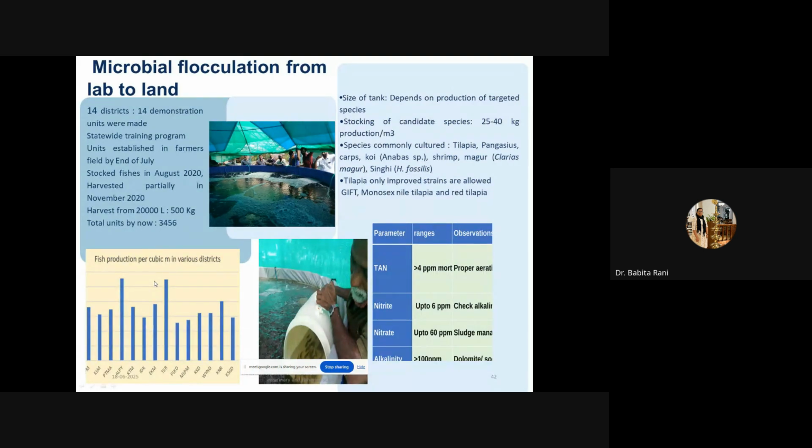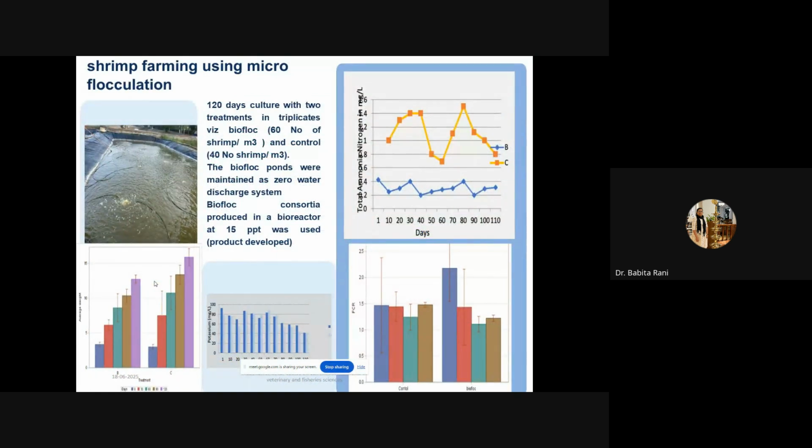Tilapia also, in India as such, we have only improved strains. Monotype tilapia and Chickalada strain also we have done, and that also was successful. Growth rate is quite good.